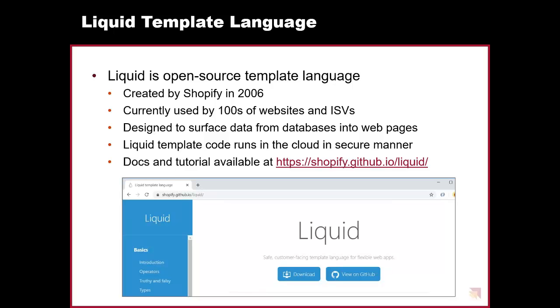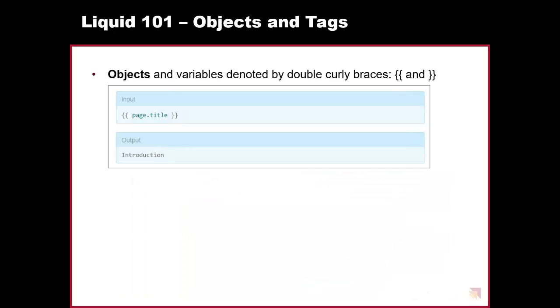Another thing about Liquid is that it gives you what you need, but doesn't give you things that would make it dangerous. So Liquid is used by a lot of different vendors because it gives authors lots of opportunity to work with the data, but it doesn't open up security holes. Now, you can follow this URL and go to the Shopify documentation. Let's look at a couple of basics.